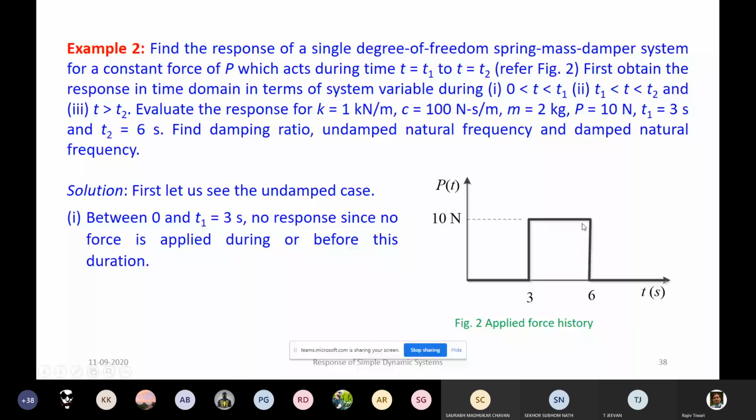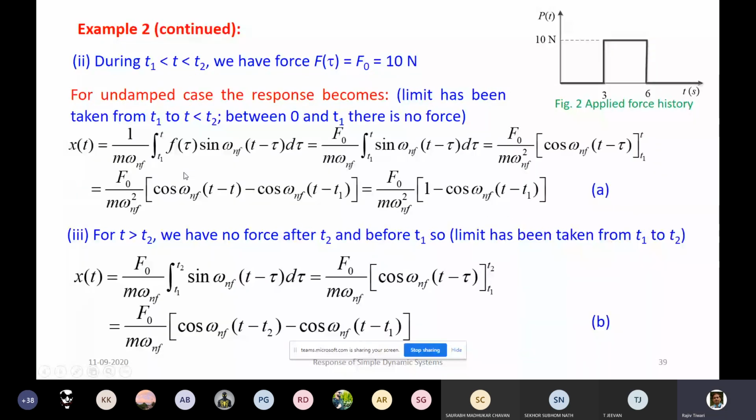So the second duration, between T1 and T2, is when we are applying a force of magnitude 10 Newton. How can we get the response? T1 to t can take 3.1, 4, 5, whatever we want. So we are trying to find the response in terms of t, and depending on at what time we require between this duration, we can put in that value. T1 is 3 because the force started applying at 3. So here this is the convolution integral.